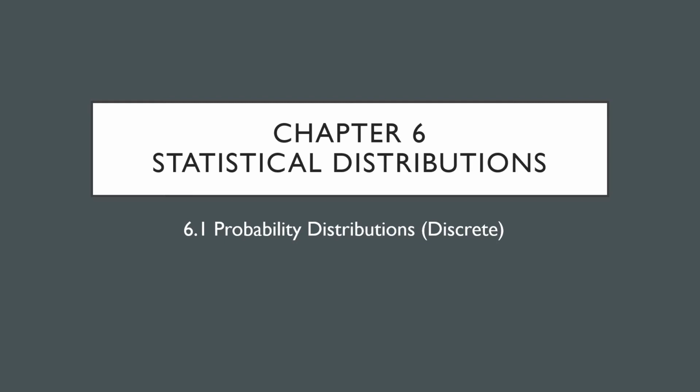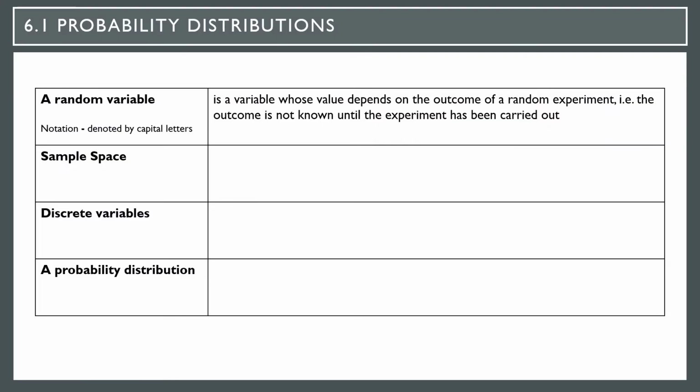This is Chapter 6 from AS Applied Maths Statistics. We're looking to introduce statistical distributions today. After completing this section, you should be able to understand and use simple discrete probability distributions, including the discrete uniform distribution. A random variable is a variable whose value depends on the outcome of a random experiment.